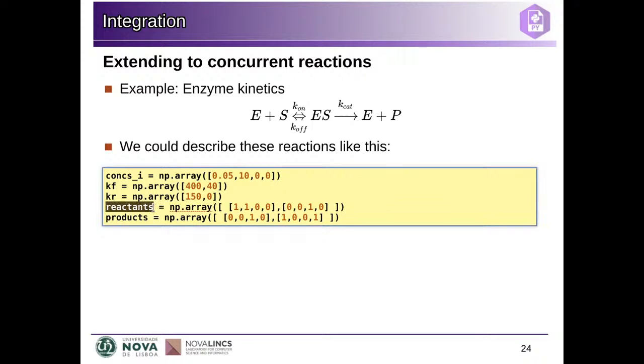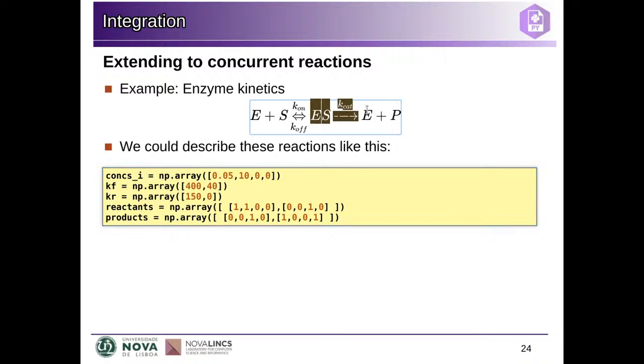We can create the matrix for the reactants as considering these four species, so E, S, ES, and P, and the reactants of the first reaction are just E and S. There is no ES and no P on the first reaction on the reactant side. On the product side, for the first reaction, there is only ES, so this is the third one here.